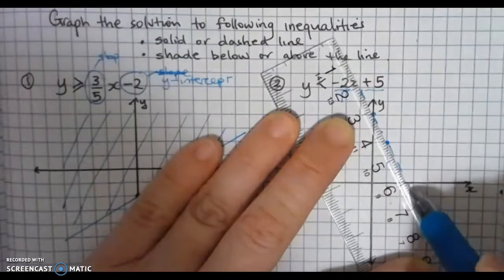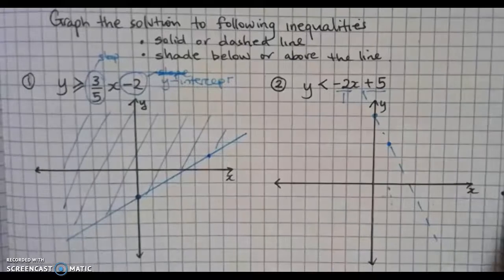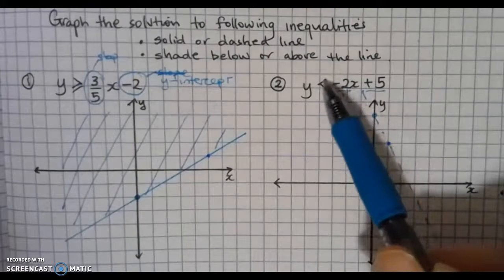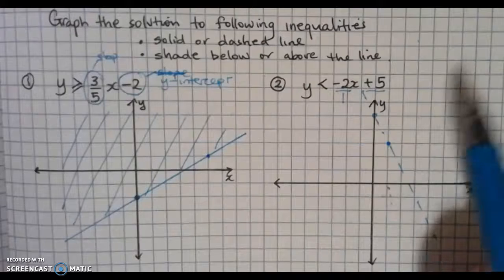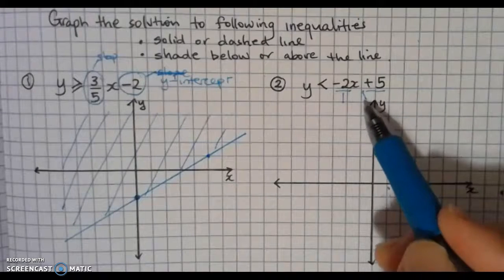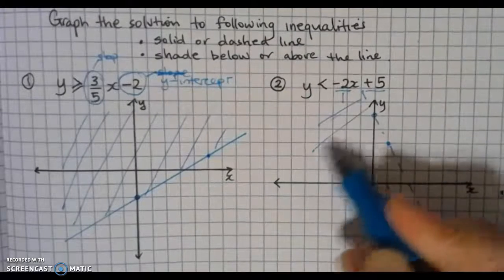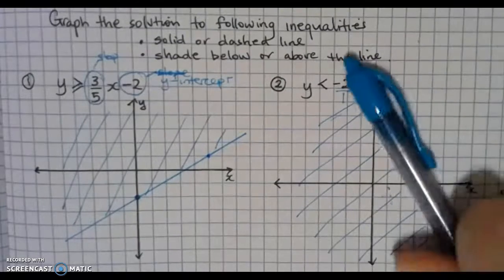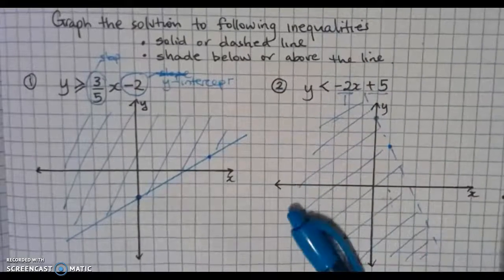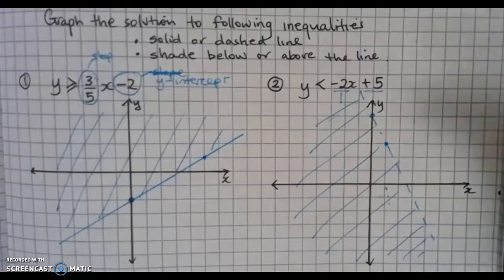And then from here it says y is less than. Less than means it's smaller than, so it's going to be below the line, meaning down here. It's going to go down. So below the line. Okay.